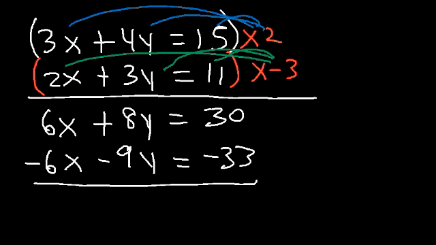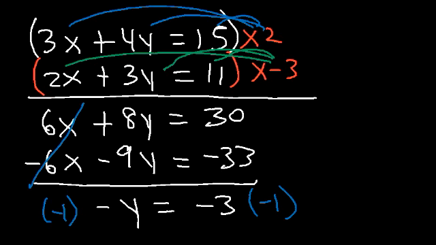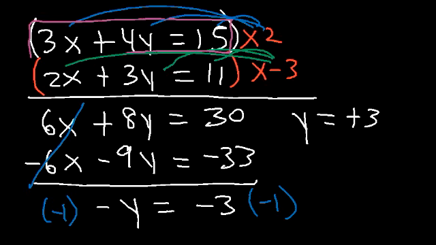Okay, so let's add the two equations. 6x and negative 6x will cancel. 8y plus negative 9y, that's the same as 8 minus 9. This is negative y. 30 plus negative 33, or simply 30 minus 33, that's negative 3. So if we multiply both sides by negative 1, negative 1 times negative y is y. Negative 3 times negative 1 is positive 3. Therefore, y is equal to 3. Now we can use any one of these equations to solve for x. So let's use the very first equation in its unmodified form.